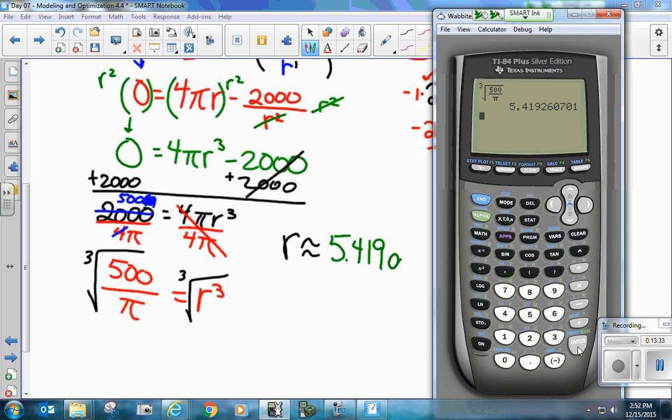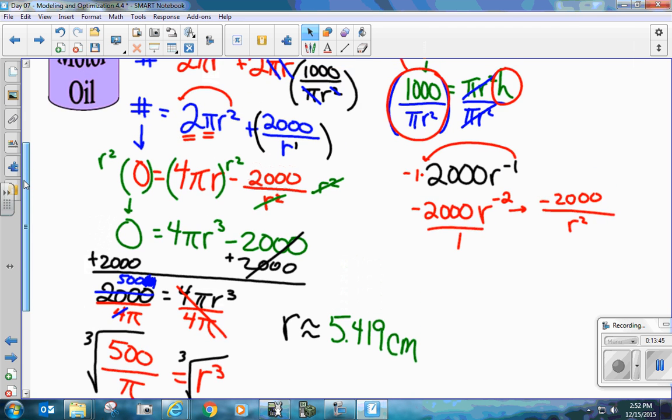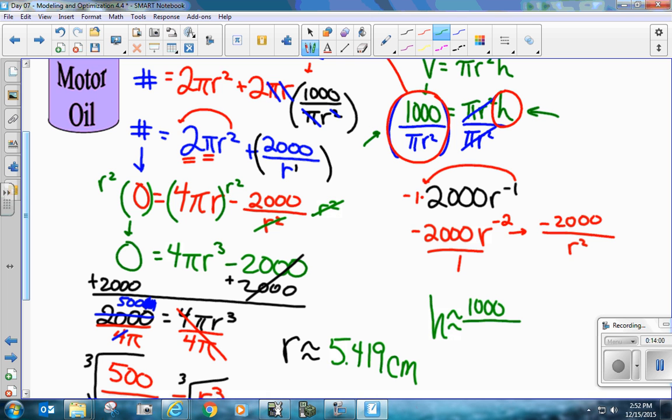That's centimeters, right? Man, I gotta learn how to write. Now, they want to know the dimensions. So not only do we have the radius, we need the height. What was our height? Height equals this. So height is going to approximately equal 1,000 over pi times our radius squared.